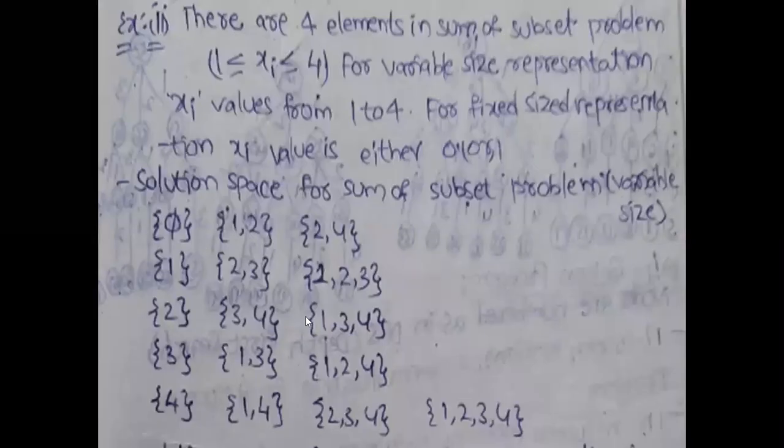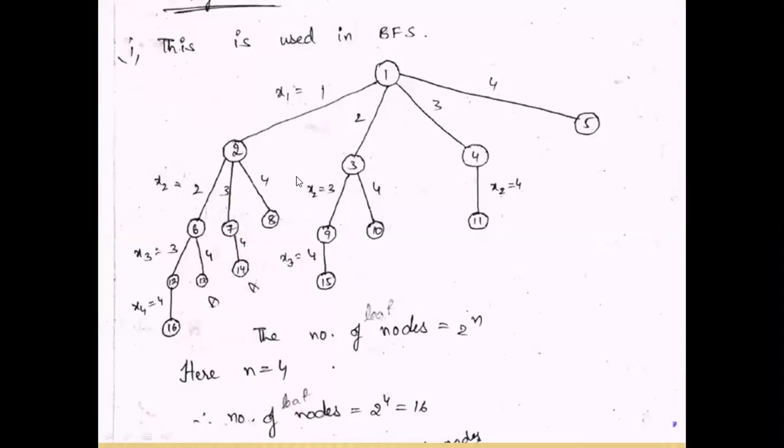Suppose for example 1, 2, 4 represents one node. Suppose here the 13th node represents one solution, that is 1, 2, 4. For example, the 16th node represents 1, 2, 3, 4. So every node represents one solution space.